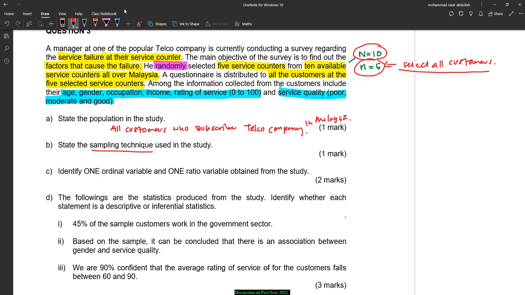Siti Mariam Ismail. Siti Mariam Ismail, are you here? Ada sini tak? Dia pergi toilet, sir. Okay. Aida Bashirah, can you answer on behalf of Siti Mariam? So, which sampling technique do you think the company uses to select the customers? Simple random sampling.